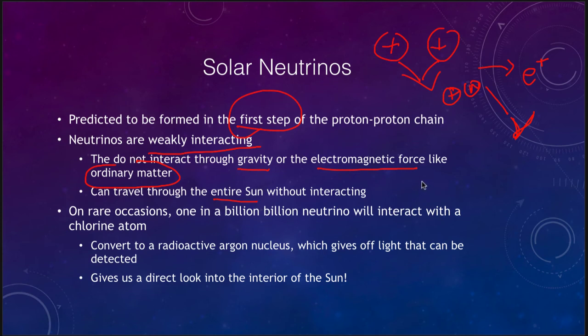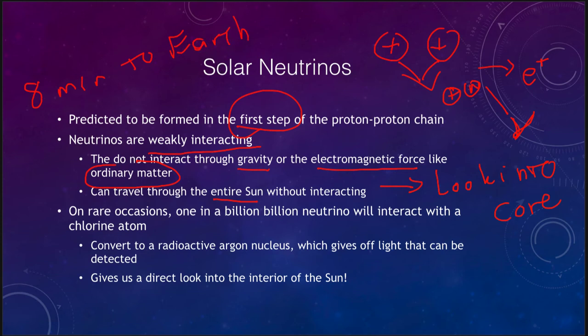That means that they leave the sun immediately. So this is our look into the core. This is a way to look into the core of the sun. These neutrinos only take 8 minutes to reach the Earth. They can get there directly in 8 minutes because they don't get stopped. The energy being produced at the sun right now could take hundreds of thousands of years to get to the surface. So if the sun had turned off, we would know it very quickly by looking at the neutrinos if we have a way to detect them.